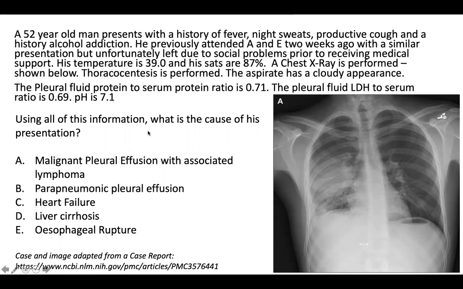Then we're left with the last three, and I would differentiate those on the clinical picture. He previously attended A&E 2 weeks ago with a pneumonia that was untreated. He's probably got a slightly weakened immune system anyway, and it progressed to be a paraneumonic effusion. But I can see why there might be some confusion with a malignant pleural effusion, because that can also cause a low pH, and so can, just for reference, esophageal rupture. So I hope that makes sense.